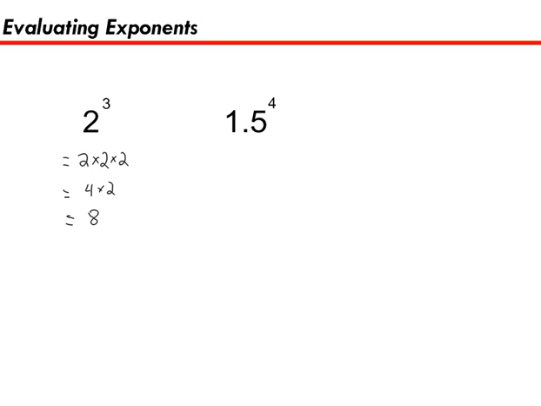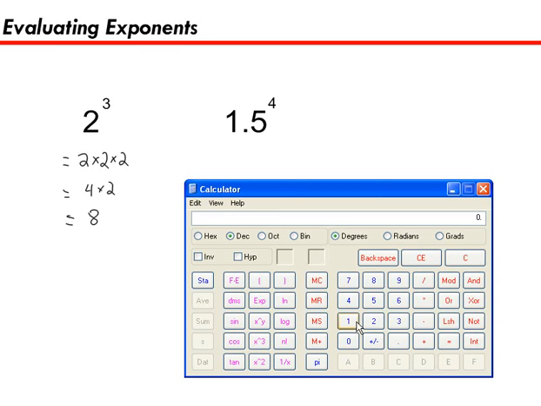Let me bring in the calculator, and I'll punch in the base, which is 1.5. But what I want you to really focus on is this x to the exponent y button. You'll probably find it somewhere in your calculator. It's a very important button for compound interest formulas because it allows you to add in any exponent that you would like.